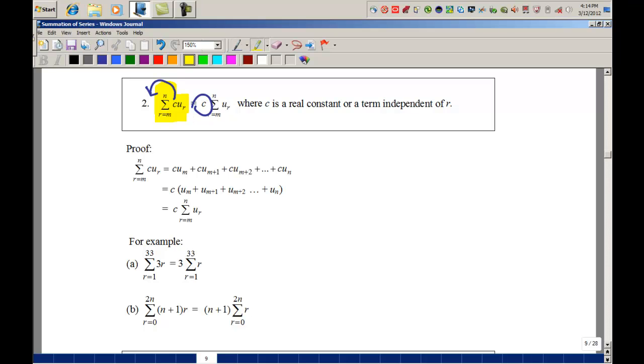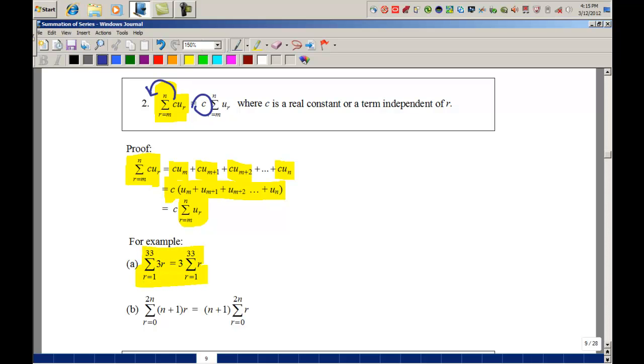Now again, the proof is very easy to understand. If you have summation c u_r, it's the same as c u_m plus c u_(m+1) until the last term c u_n. And because c is a common term, we can take out this common term. And then this remaining piece here is just summation u_r. Done.